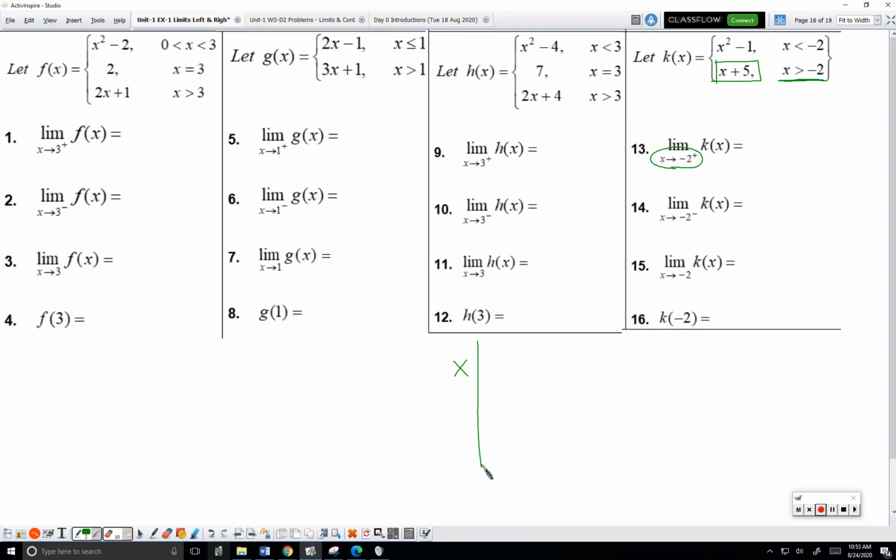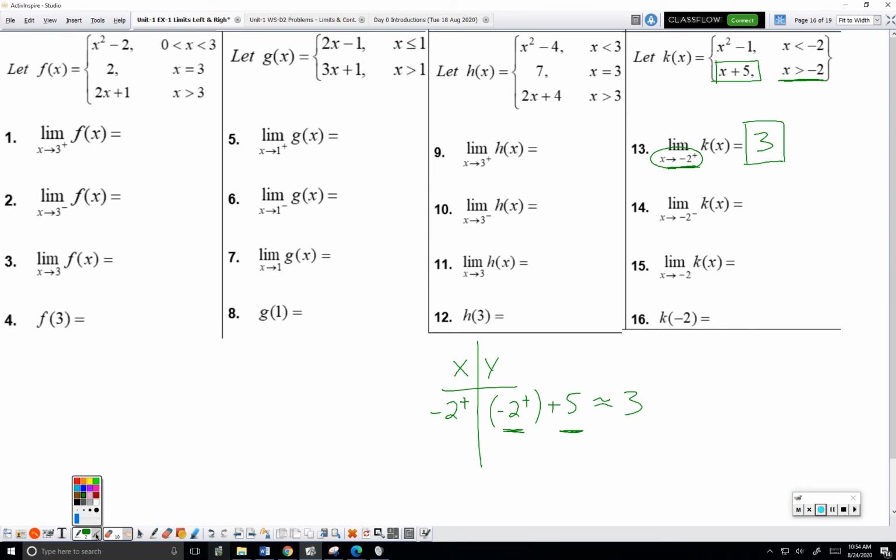X is slightly greater than -2. I replace the x with parentheses. Should always do that. It won't be exact, but it's infinitesimally close. -2 plus 5 is infinitesimally close to 3. So when x is infinitesimally just a little greater than -2, the y-coordinate is going to be infinitesimally close to 3. Therefore, the value of the limit is 3.